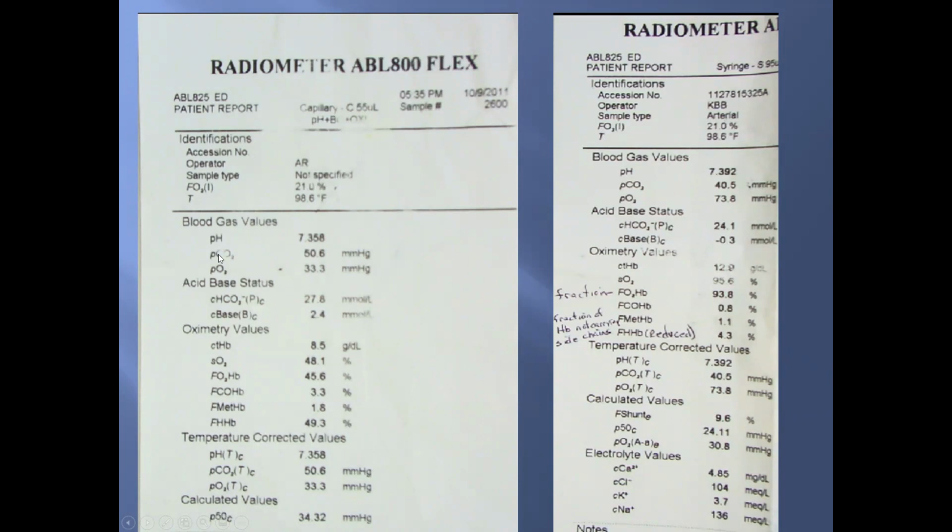a blood gas with a PaO2 of 33 millimeters mercury. The oxygen saturation is 48%. Is that arterial or venous?